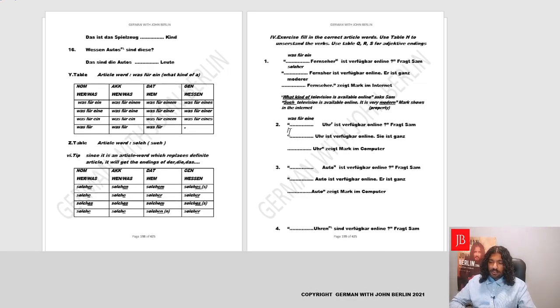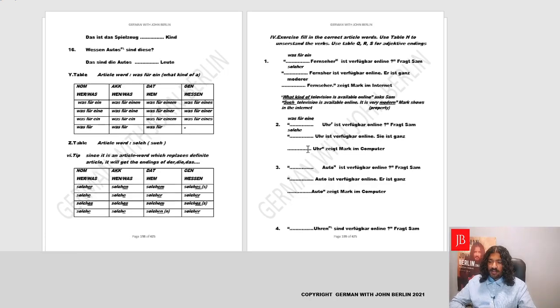Now you'll say, show it on computer and say, such watch is available online. Yes. Perfect. So we'll write it here. Go to the second table to show such. And it's what, subject, feminine, solcher. So let's write here, solcher Uhr ist verfügbar online.